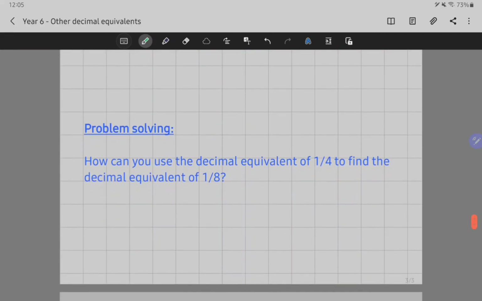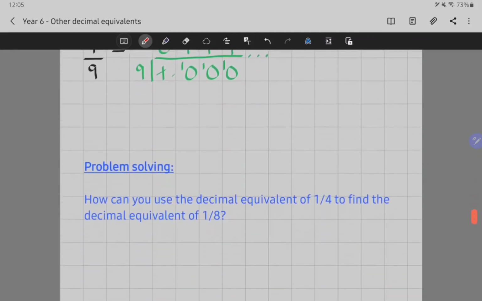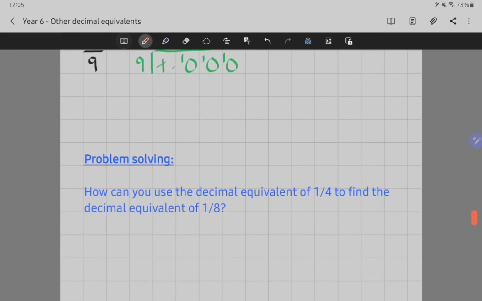Final bit then, for those of you that are up for a challenge. Have a read of that then. How can you use the decimal equivalent of 1/4 to find the decimal equivalent of 1/8? So remember we thought that 1/4 was 0.25. How can you use that knowledge to help you find 1/8? Pause the video and have a go.